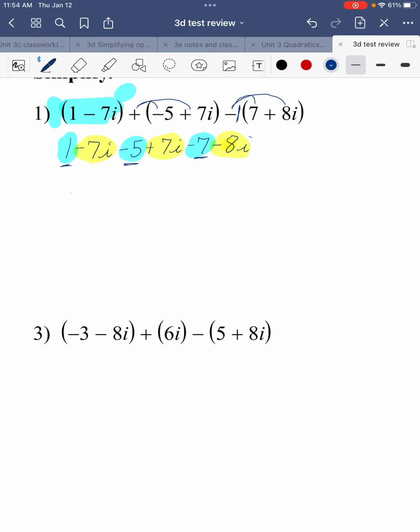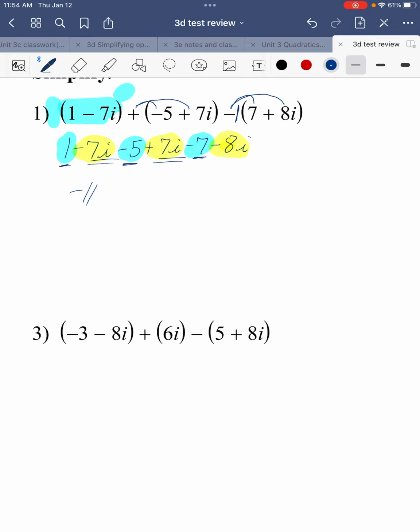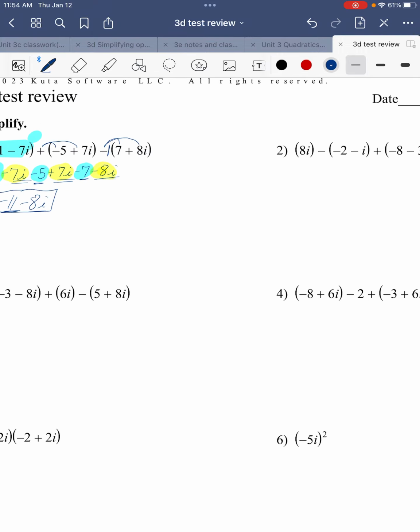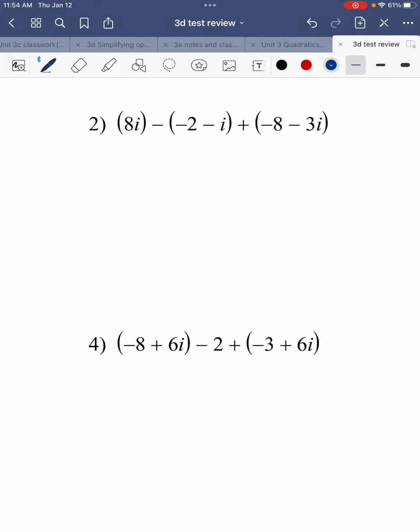So we have 1 minus 5 is negative 4, minus 7 is negative 11. We have a negative 7i plus 7i is 0i, minus 8i is a negative 8i. Always try to write the real number first, then the imaginary in the complex with complex. All right, moving on to number 2.